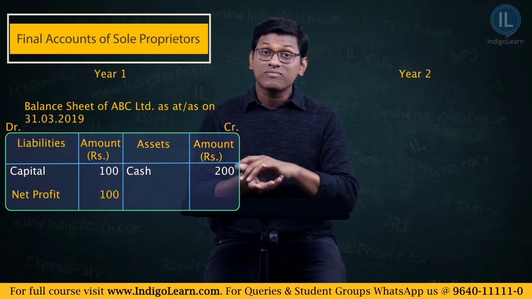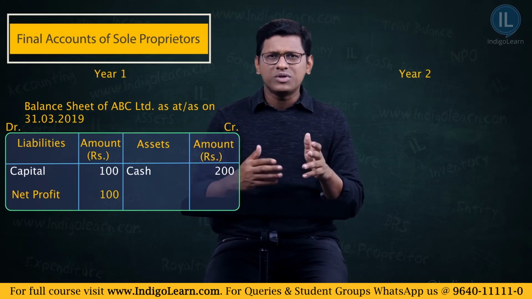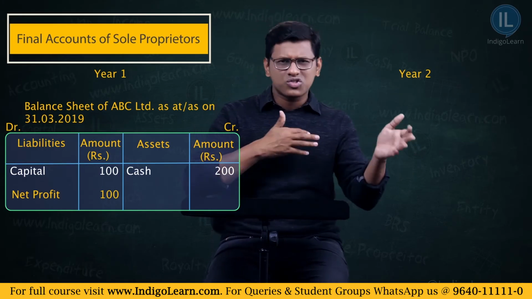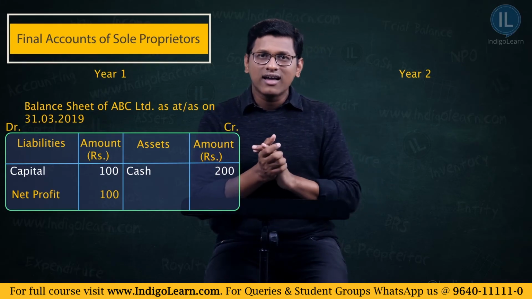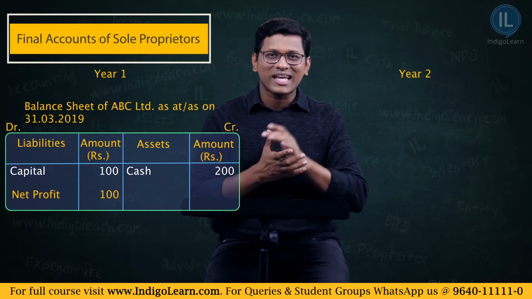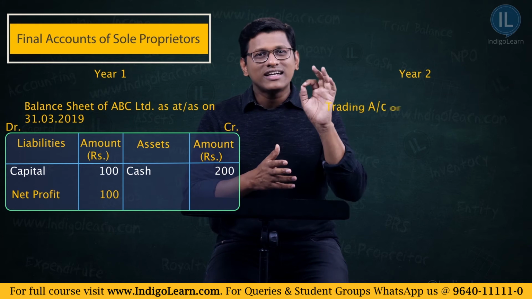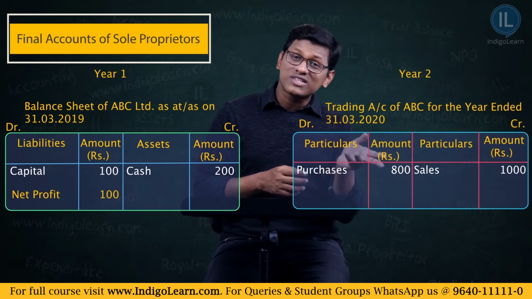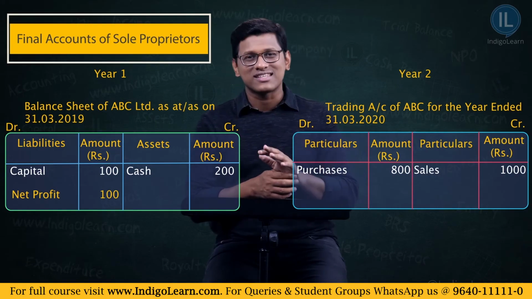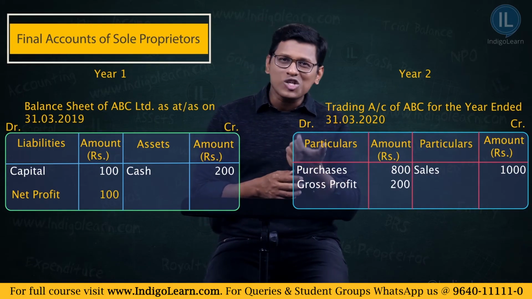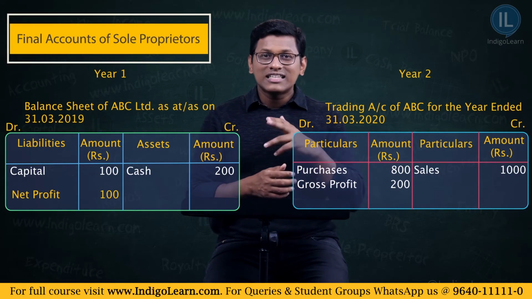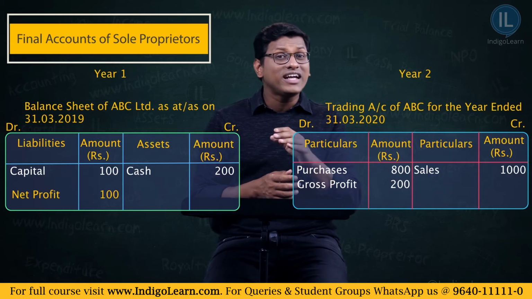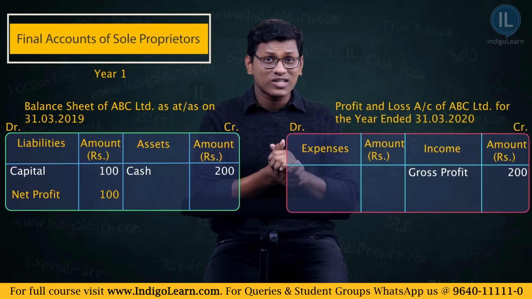Fine. Then in the second year we did business, purchased and sold throughout the year. And imagine at the end of the second year, when you look at the trading account, a very similar trading account you see: 1000 rupees of sales, 800 rupees of purchases. Now there is a gross profit of 200. That gross profit of 200, where will it go? It will go into the profit and loss account.